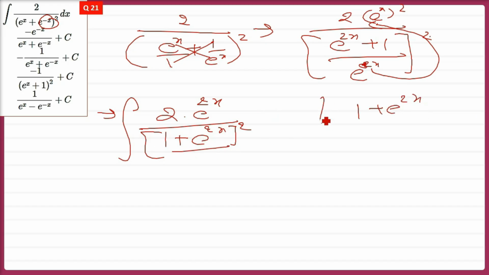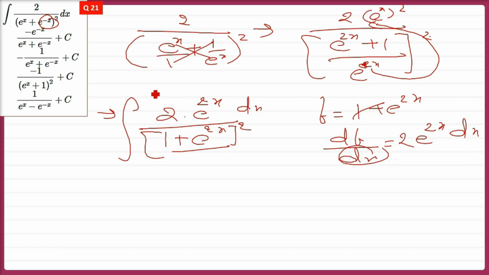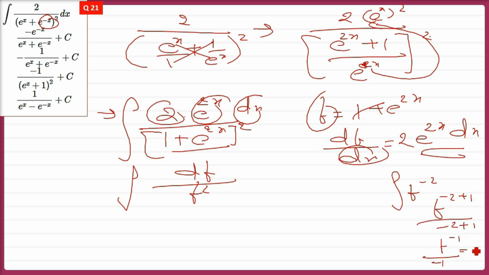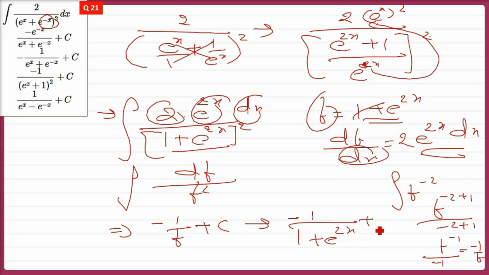So 1 plus e^(2x), if we take it as t, then dt/dx will be equal to e^(2x), and then differentiation of 2x will be 2. So we have got 2 e^(2x) dx already in terms of dt. So the numerator will be replaced by dt. Denominator we have taken as 1 plus e^(2x), so it will be t². And integration of t² you already know. So t^(-2+1) divided by (-2+1). It will be negative 1 by t. So after the integration, negative 1 by t plus a constant of integration. But what was t? If you remember, it is negative 1 by (1 plus e^(2x)) plus constant of integration.